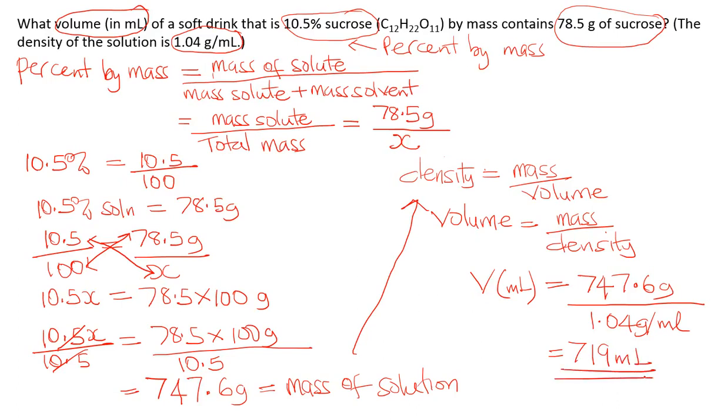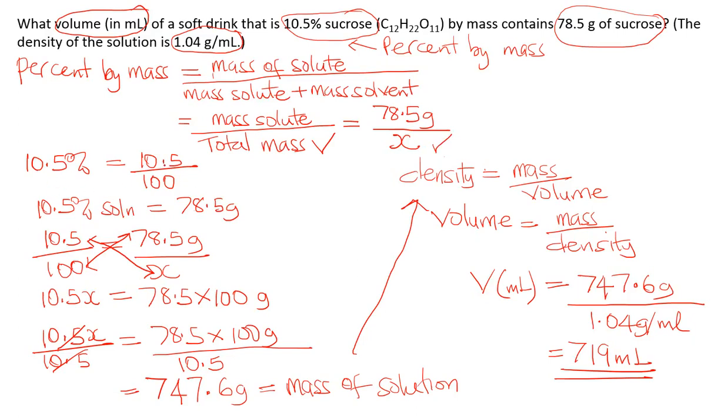So this is our final answer. To quickly go over it, percent by mass is given by mass of solute divided by the mass of solute plus mass of solvent. Mass of solute and mass of solvent is total mass. But now we decided that this total mass should be X.